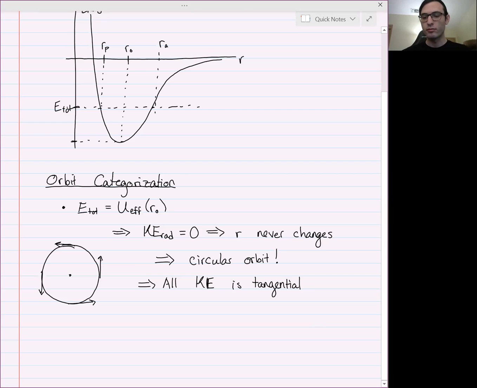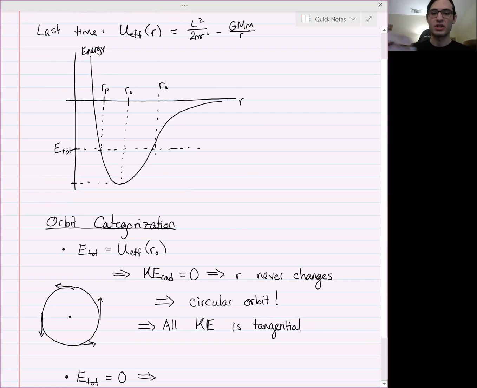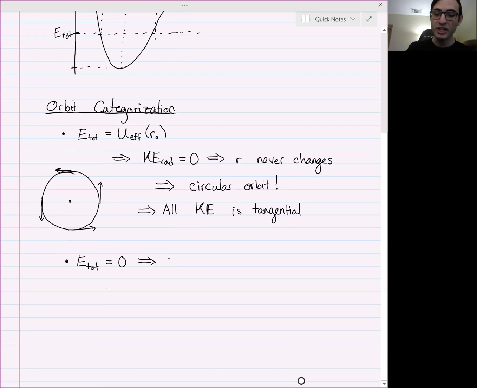All right, there's another type of orbit that we can talk about. When the E total is equal to 0, what does that imply? It means that the E total would be here. It implies that the object could get infinitely far away. In particular, it implies that the radial component of the kinetic energy is 0 when r is infinitely far away.